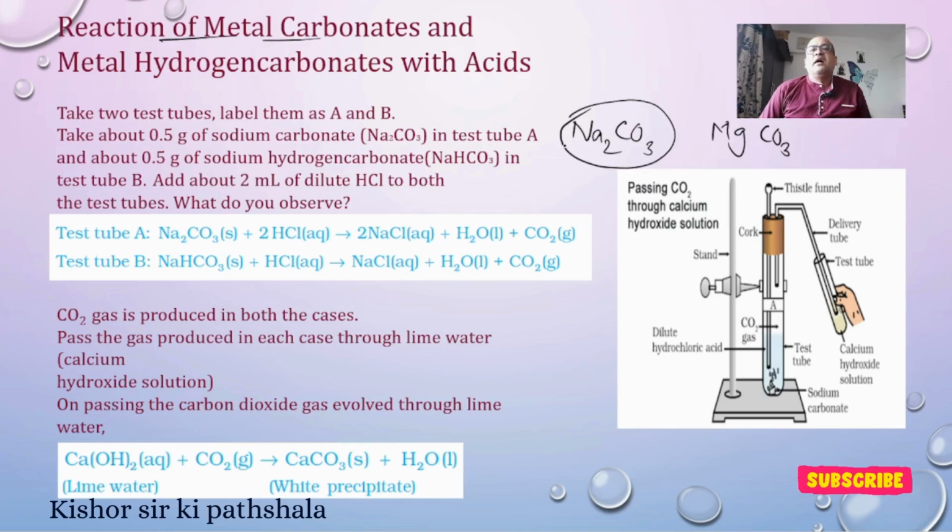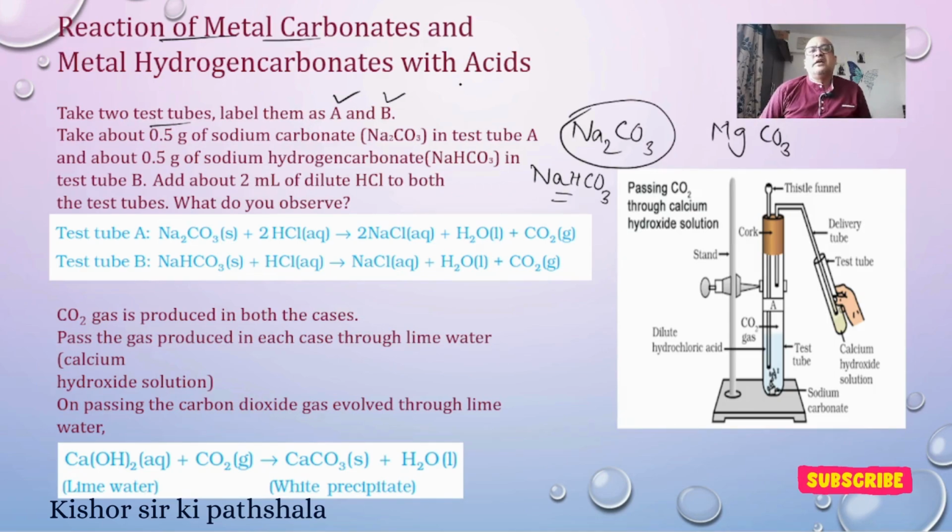And metal hydrogen carbonate means what? I have sodium hydrogen carbonate, so this is my metal hydrogen carbonate, also called sodium bicarbonate. What we need to do is take two test tubes and label them as A and B respectively.